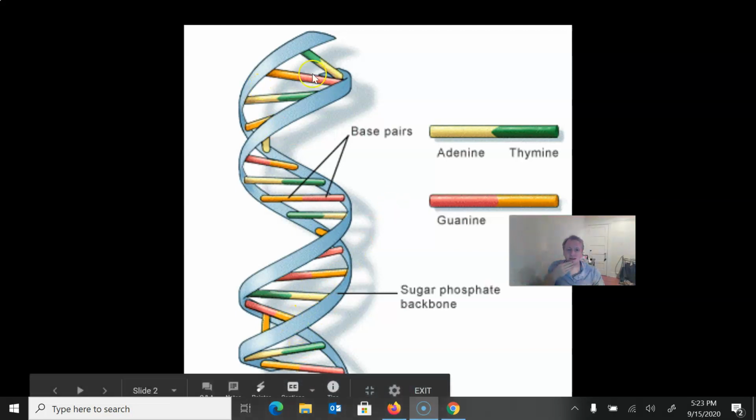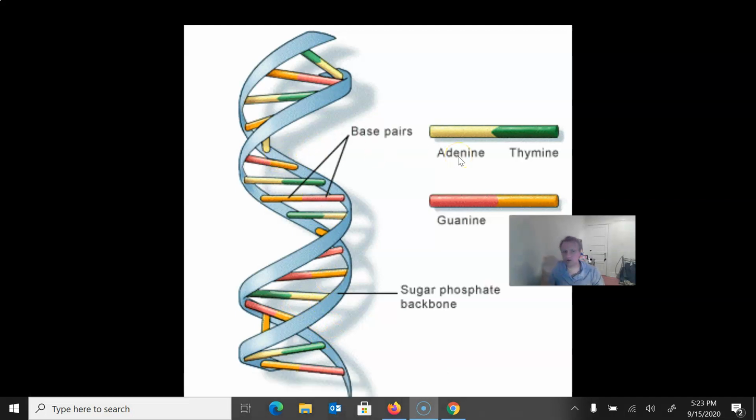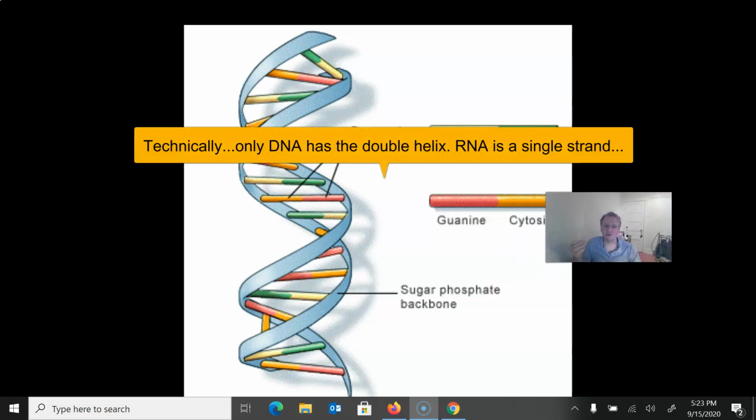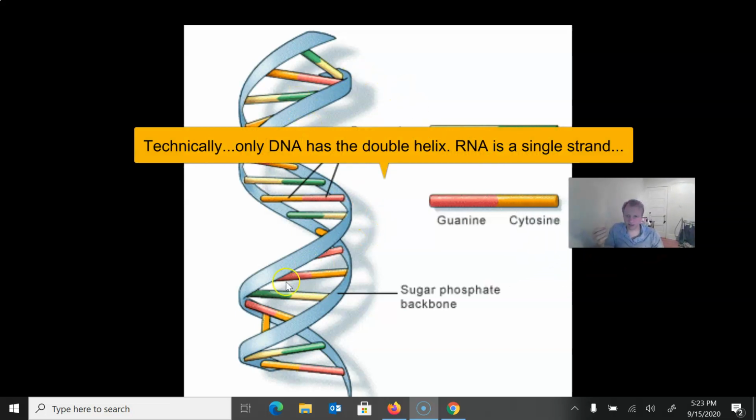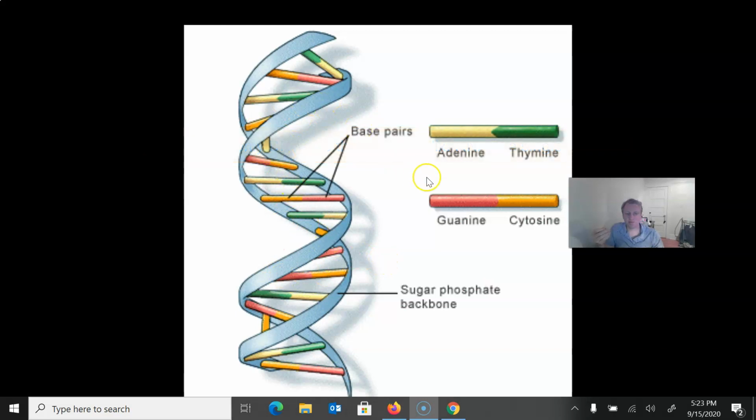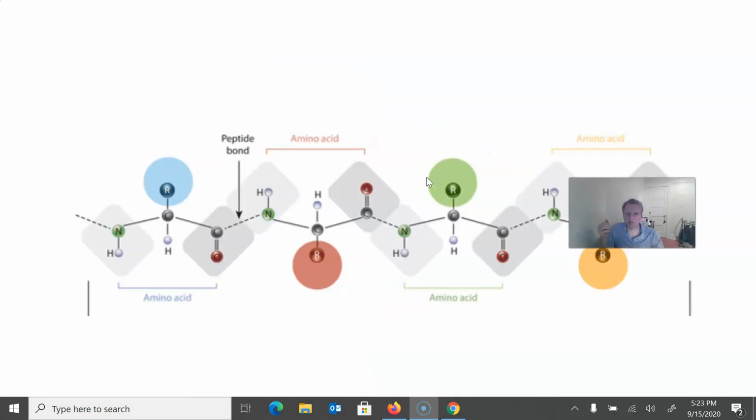So here is a nice double helix. Something I definitely want you guys to know is that nucleic acids have this double helical shape to them. So it's got this helix, it's got this stair step of these things going up. That's a nucleic acid.